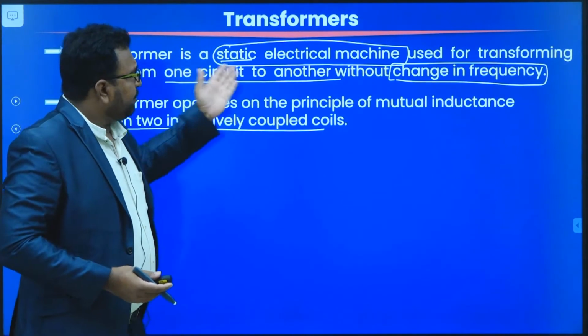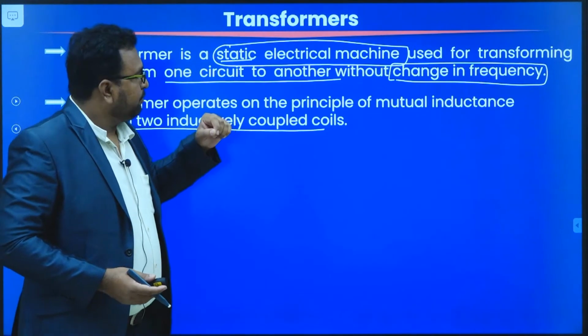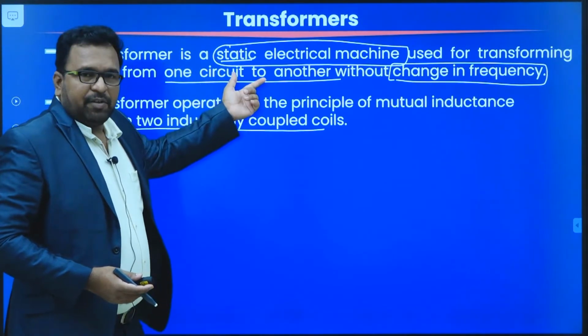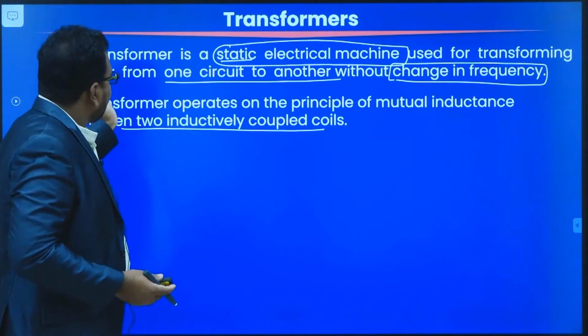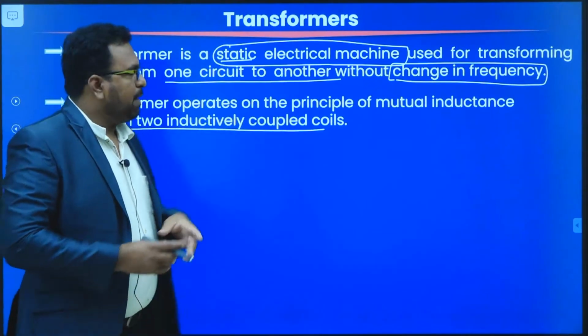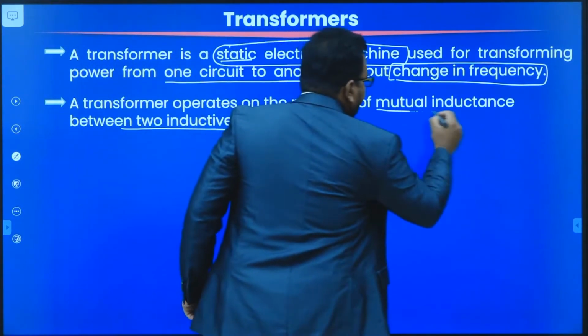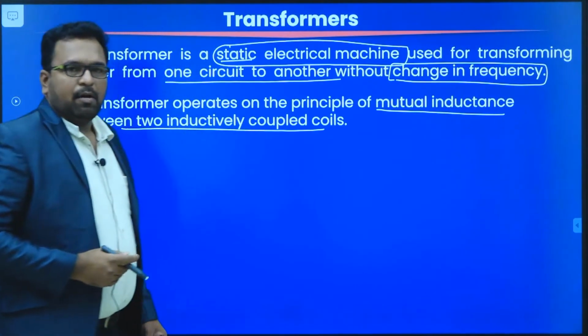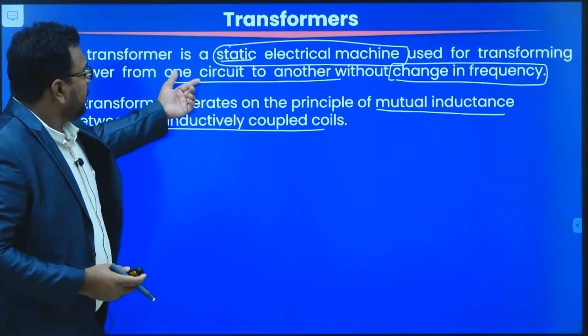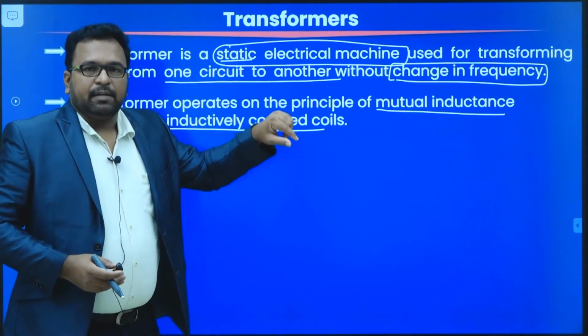Now how are these two circuits going to be connected? If there is no electrical contact between the two circuits, how is the power transferring from one circuit to another circuit? That is by means of mutual inductance between the two inductively coupled coils, because the two circuits are going to be coupled magnetically, not electrically.